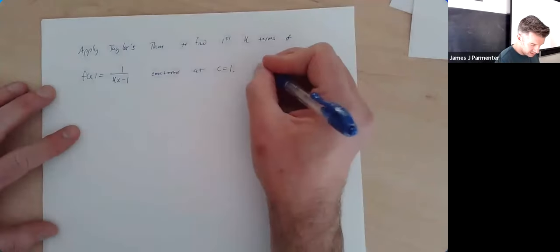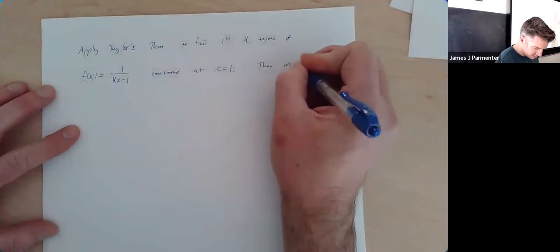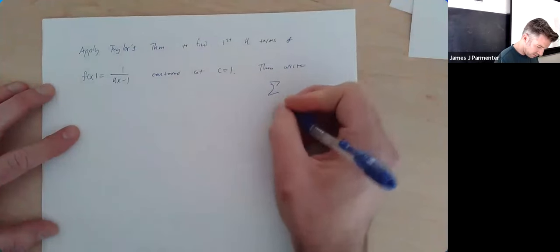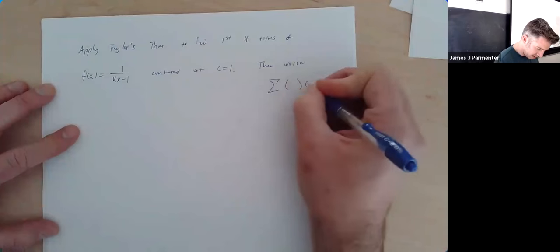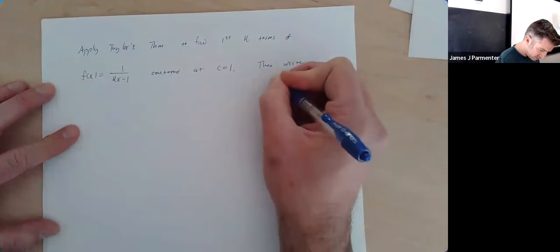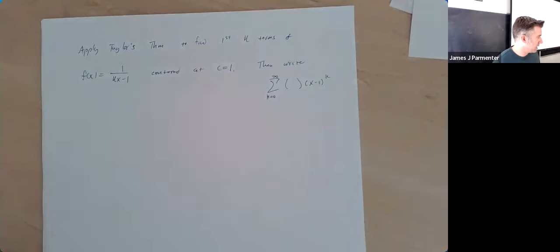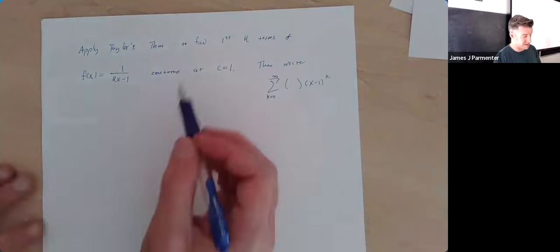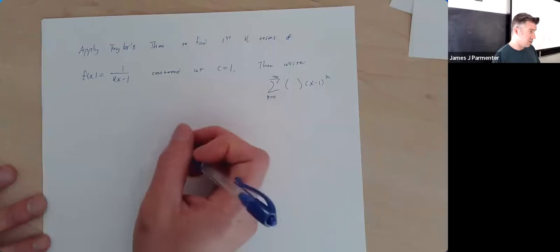So then write the sum of whatever you've got times x minus 1 to the k. So that's our plan here, is to actually write out the formula. You're doing it the long way. Now, no, actually I won't say that, because that's not true here. I was going to say we could do this one the short way, but we can't, because the short way is for centered at c equals 0 and it's centered at c equals 1.